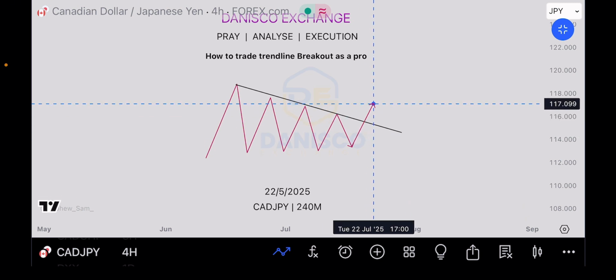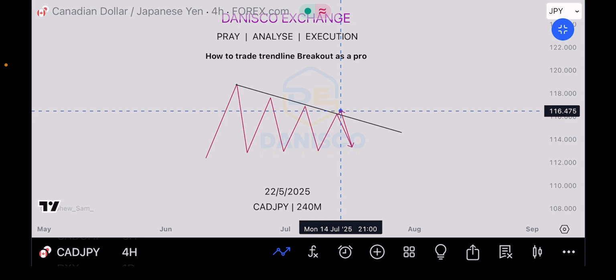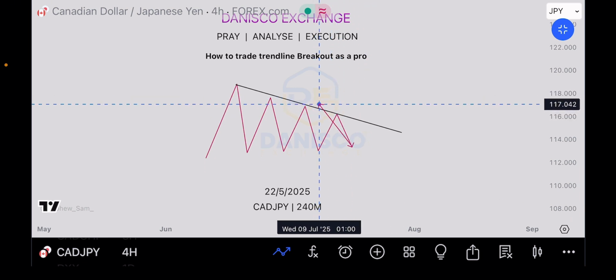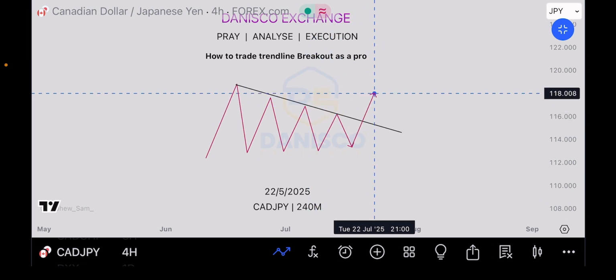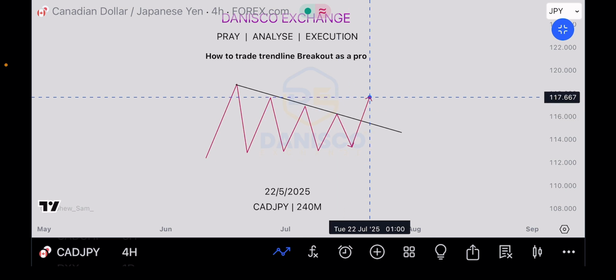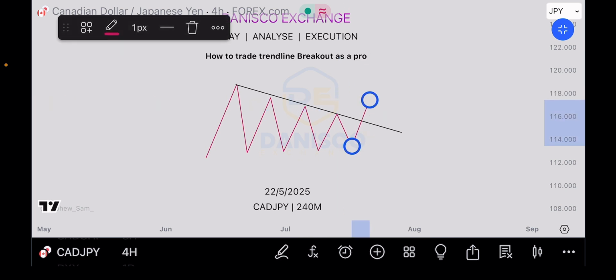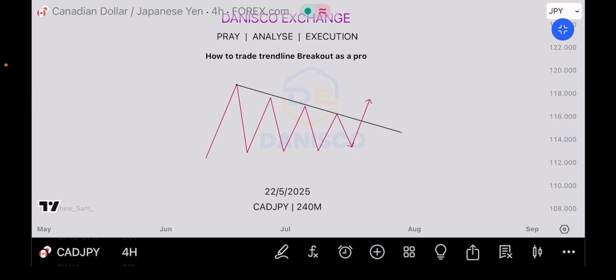Once the fifth one breaks out, it will take this eye. In some scenarios, it does take the second eye as well, but in most cases it's only this one. Once it has taken that one, some traders will call it a market structure shift, break of structure, or change of character, whatever you want to call it.